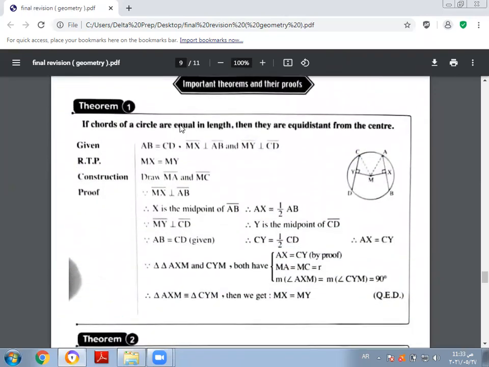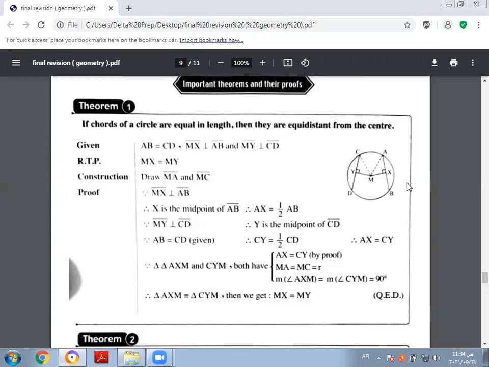There are some important theorems and their proofs. We must remember the theorems and their proofs. Theorem 1: if chords of a circle are equal in length, then they are equidistant from the center. We are given that in this circle AB equals CD, MX is perpendicular to AB, and MY is perpendicular to CD. We need to prove that MX equals MY. For the construction, we must draw MA and MC.